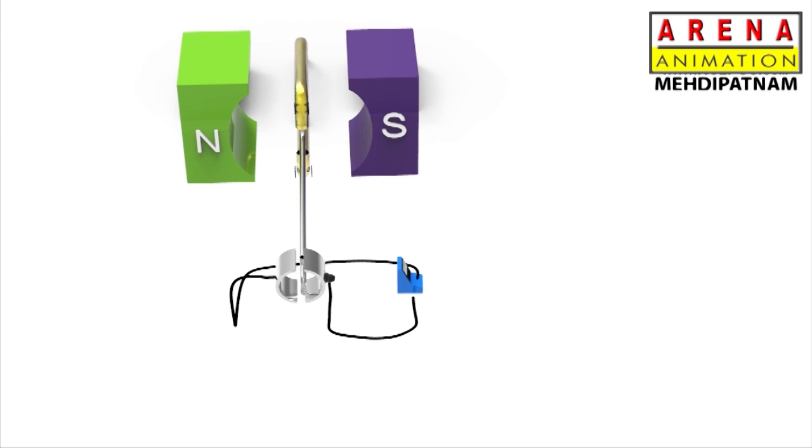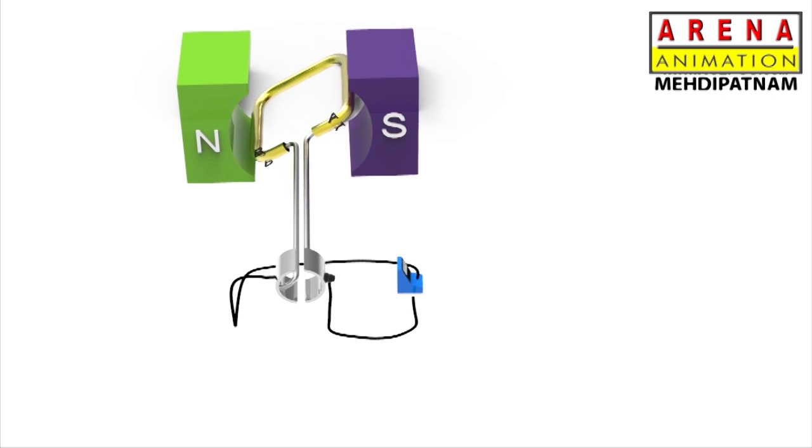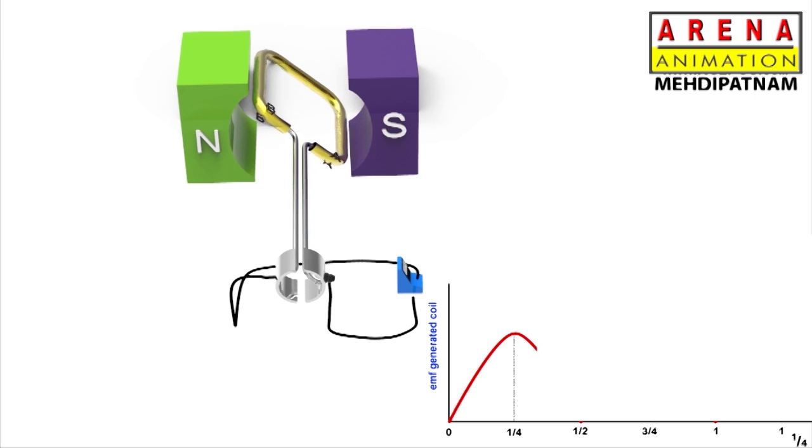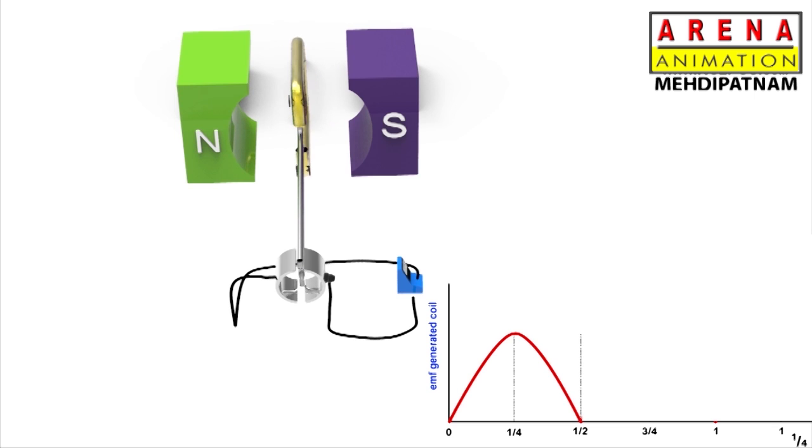When the coil is in the vertical position, the induced current generated during the first half rotation rises from 0 to maximum and then falls to 0 again.